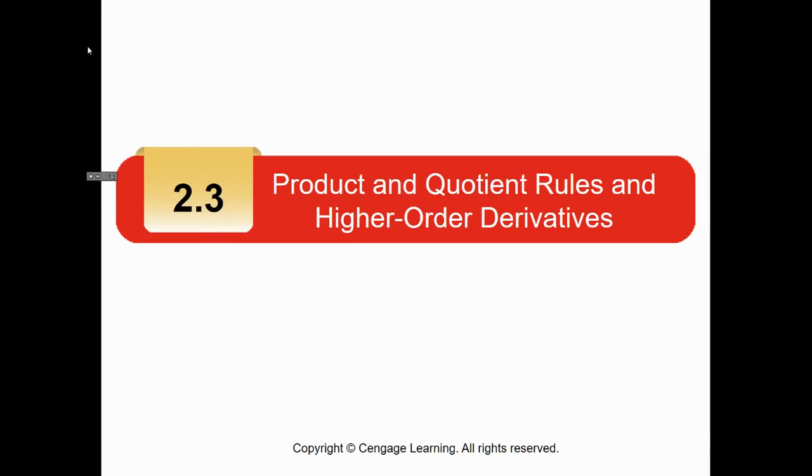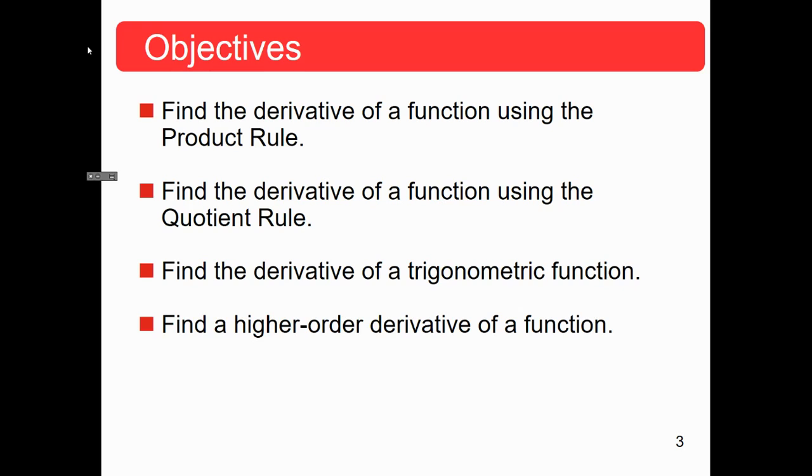Okay, kids, so we're going to talk about product rule, quotient rule, and higher order derivatives. We learned last time how to take the derivatives using the power rule. But when we have two functions that are being multiplied or divided, we have to learn these new rules. We're also going to talk about trig functions and higher order derivatives. So first, the product rule.